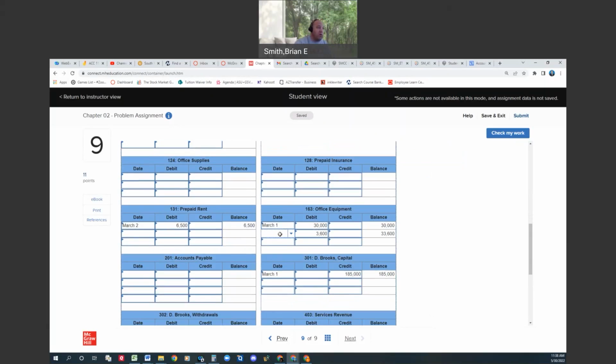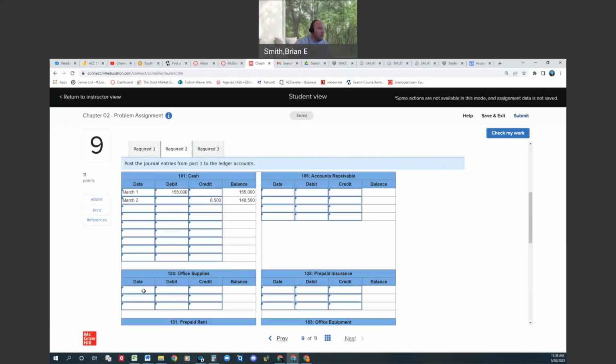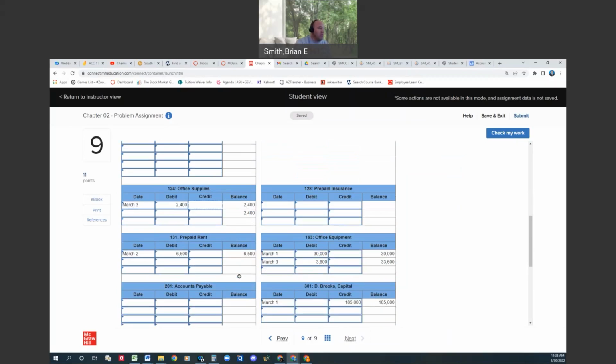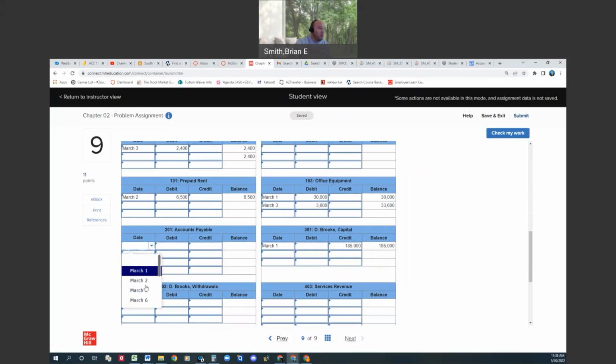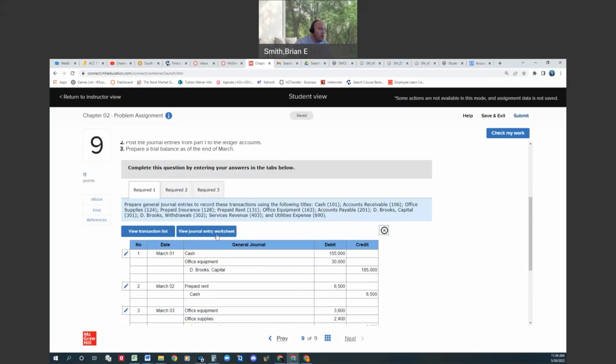And you better remember to put the journal entry dates in there. I think it was March 3rd, right? Yeah. And then office supplies for 2,400. If you don't put the date in here, it'll say it's not complete. So you've got to make sure you do all of these things. And then we're going to have accounts payable increase on March 3rd for $6,000. We want to credit that. All right. So we're done with that one.